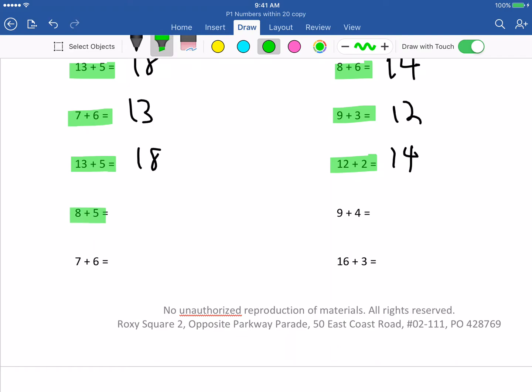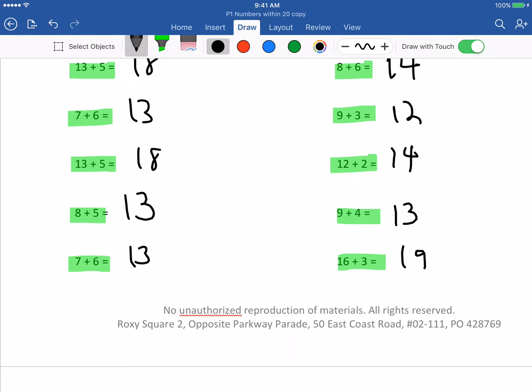8 plus 5, you can just do the working out, 13. 9 plus 4 is actually equal to 13. 7 plus 3 is actually equal to 13 as well. Last but not least, 16 plus 3 is actually equal to 19.